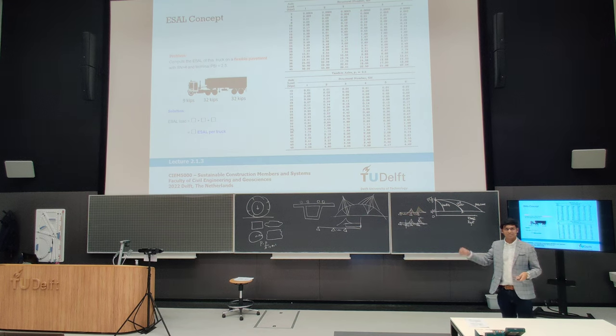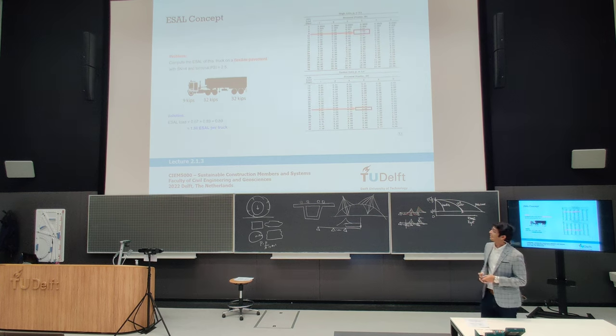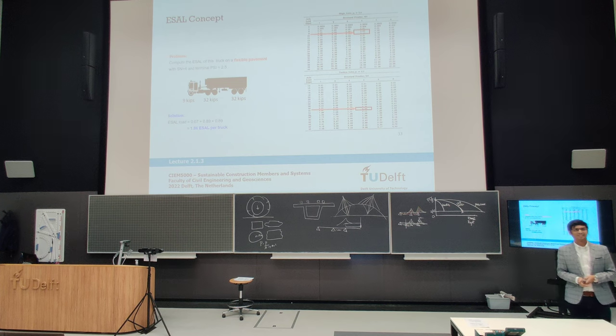Okay, due to the time limitation, we'll go directly to the answer. It's like taking the table and replicating the answer for the single axle and tandem axle, and you will get the ESAL. Yes? For the tandem axle, when you say 32 kips, is that the total? It's actually on each axle. So the total is 64, yeah, you're right. For the single axle, with uneven axle loads, you can just take the values between 8 and 10 and interpolate the results.